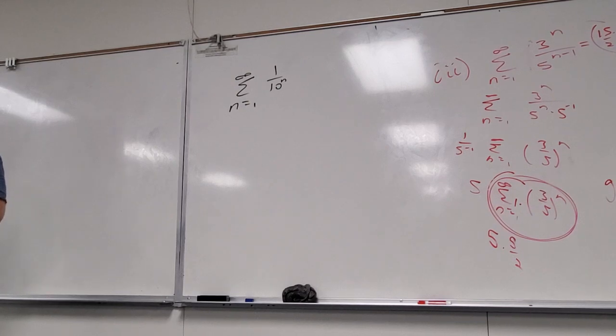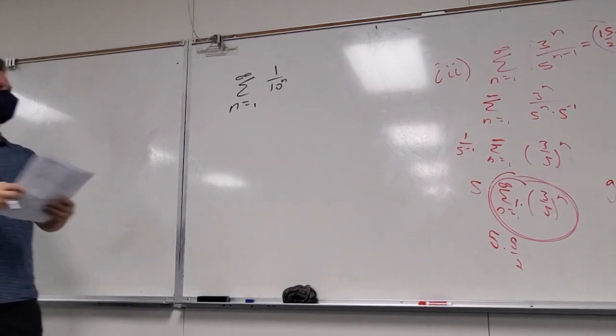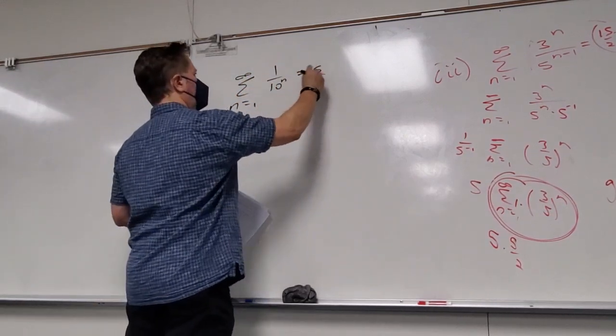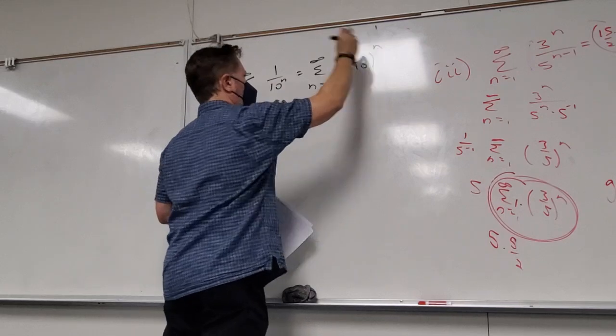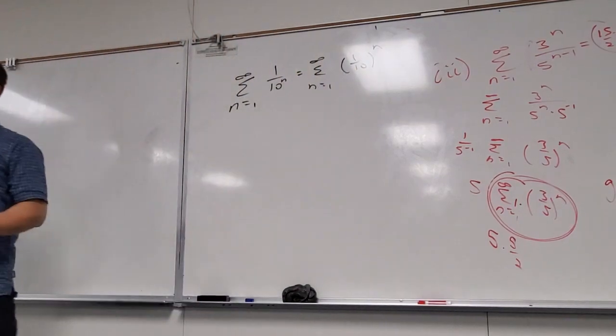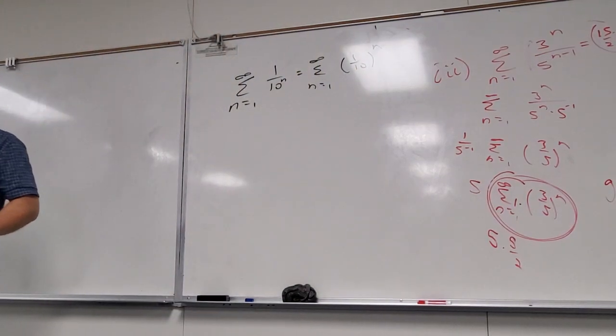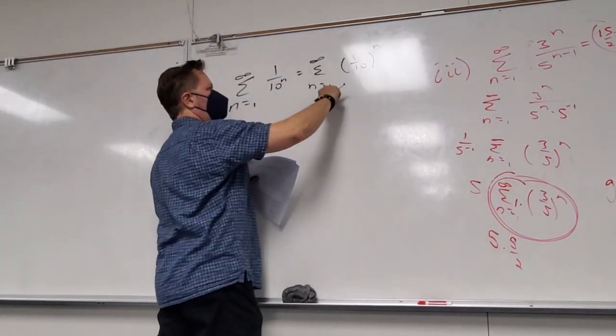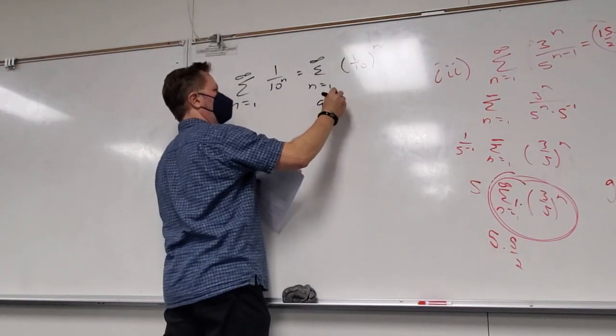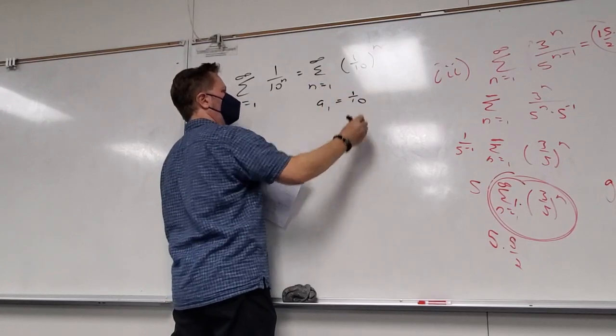What would R be? Yeah, so to be really, really honest, you should write it like this. Is it pretty cool that this is the same thing? Yeah. Now it's very obviously geometric, right? Okay, I like it. A1 would be when n is 1, so what would A1 be? 1/10. I love it.